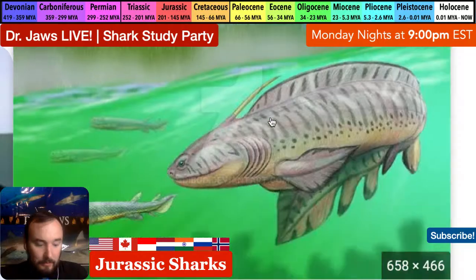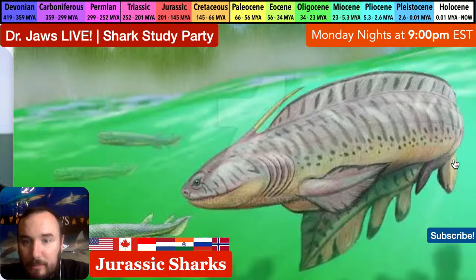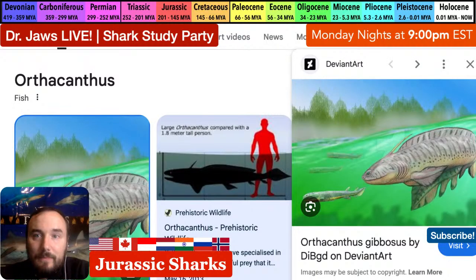There we go. So Orthacanthus, which has an extremely long fin spine right behind the head. Multi-lobed fins. So we have the pectoral fins, pelvic fins, and it looks like either a second set of paired fins or an anal fin, or I guess two anal fins. And it has multiple gill slits, so almost shaped like frilled sharks. The mouth is almost like the modern frill shark too, so a very interesting looking animal.